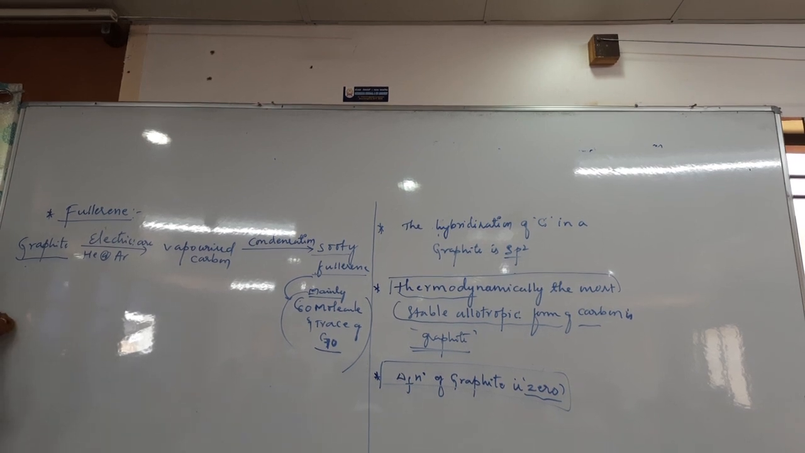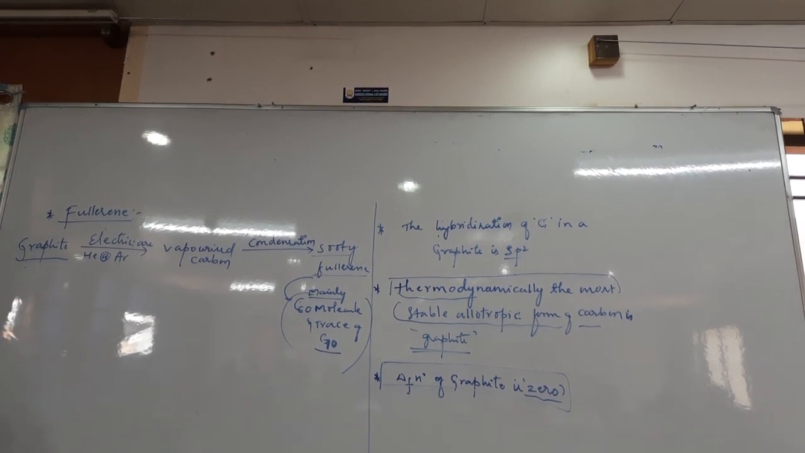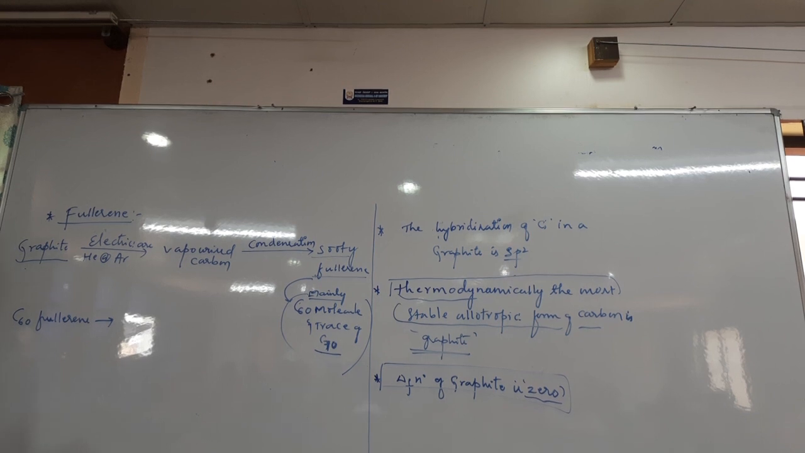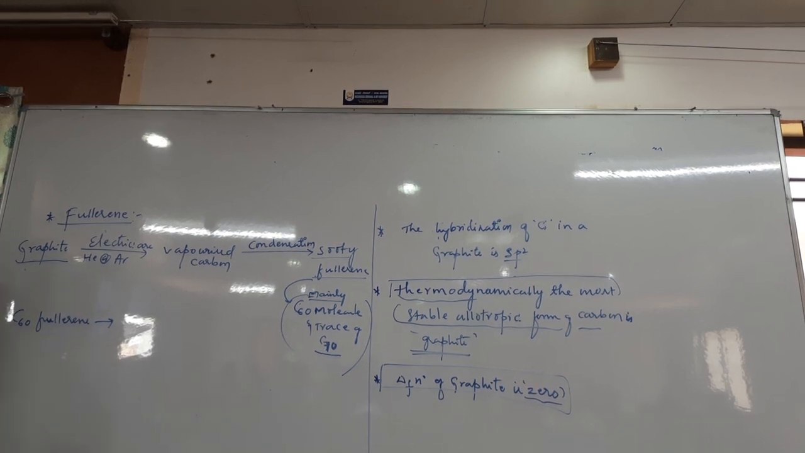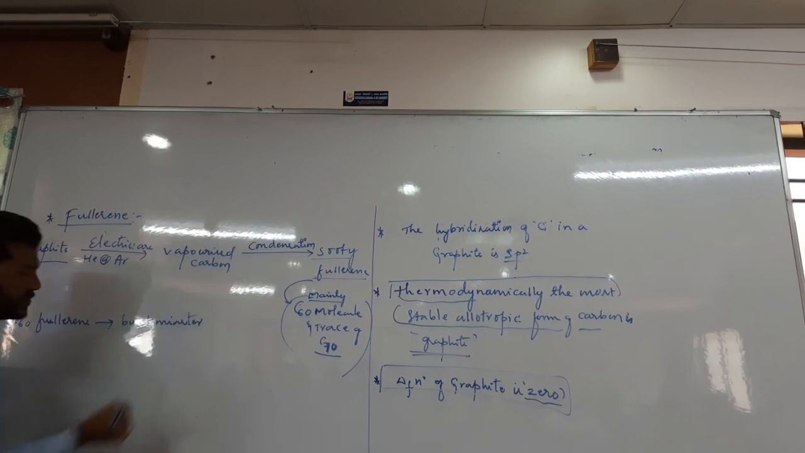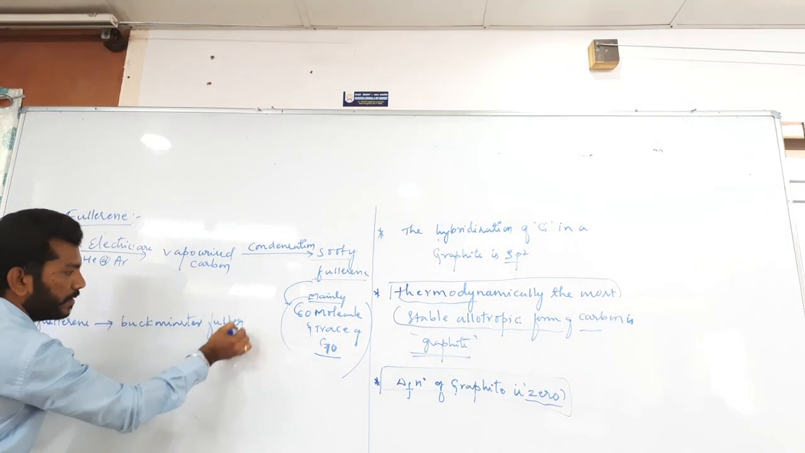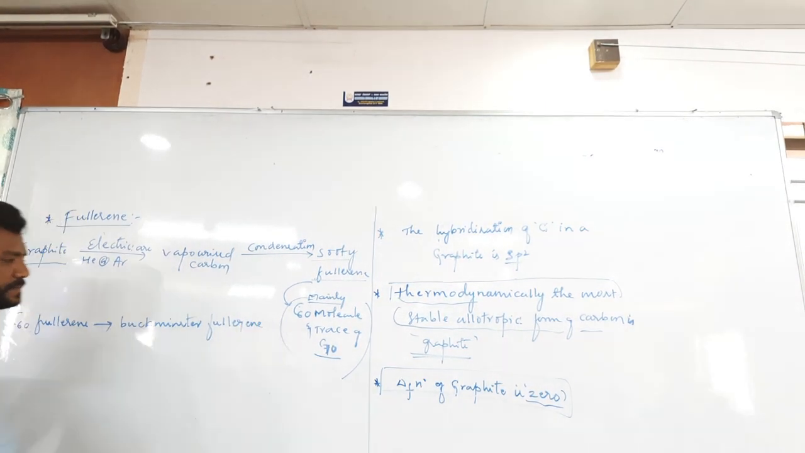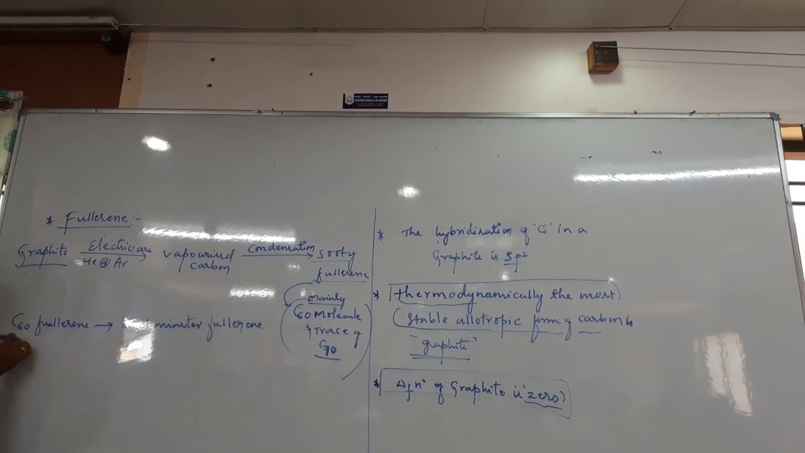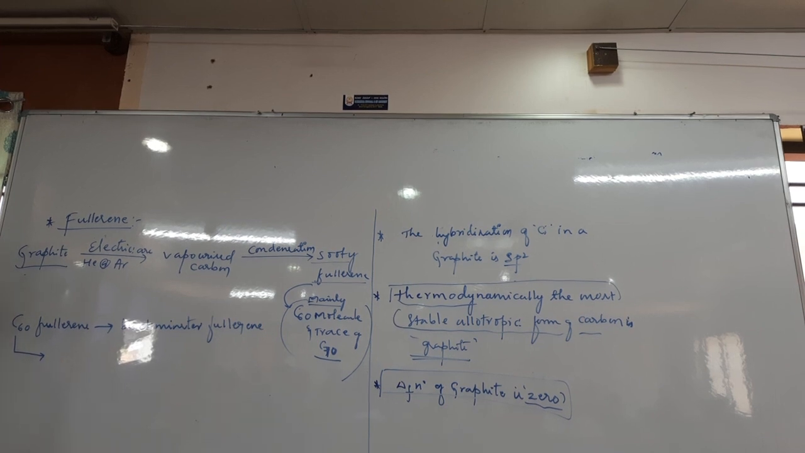So you just focus on the C60 molecule, by the way. The C60 fullerene that we got right now, we can call it Buckminster fullerene. And the most important thing is that this C60 fullerene consists of 20 six-membered rings and 12 five-membered rings.